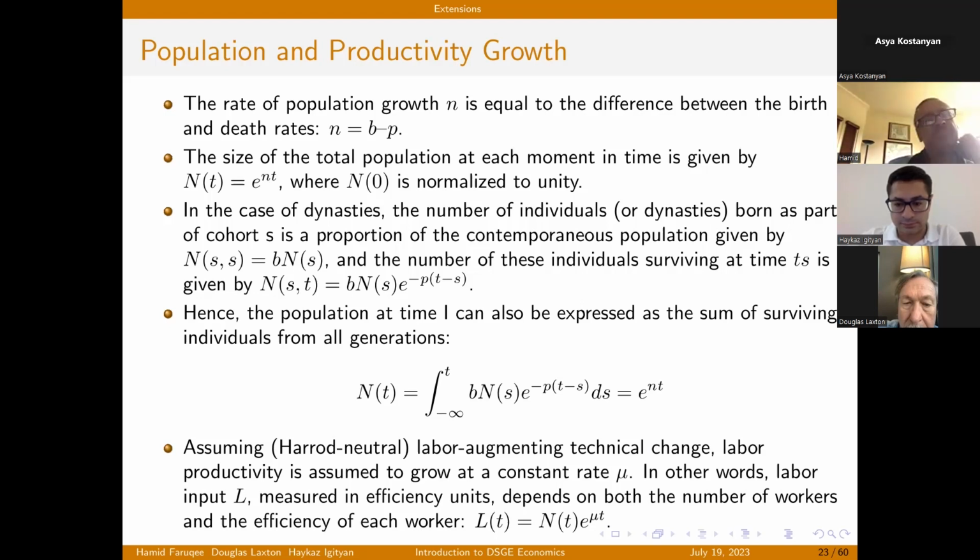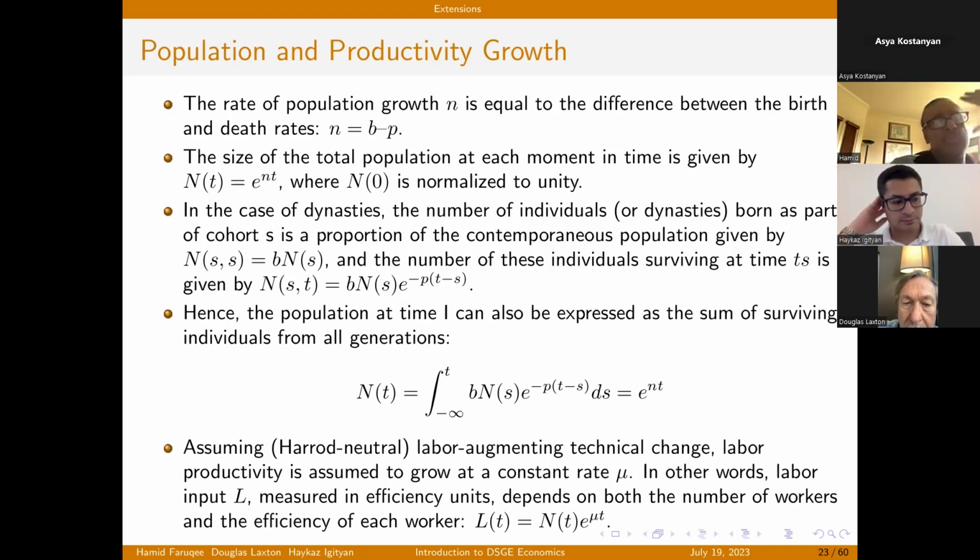And then once you do that, you would need to keep track of the size of the population at any moment in time, and that would be a function of the historical birth and death rates. That's what the equation for the integral representing N of t would be, a function of looking back over the evolution of those key demographic variables, B and P, the fertility and mortality rates.